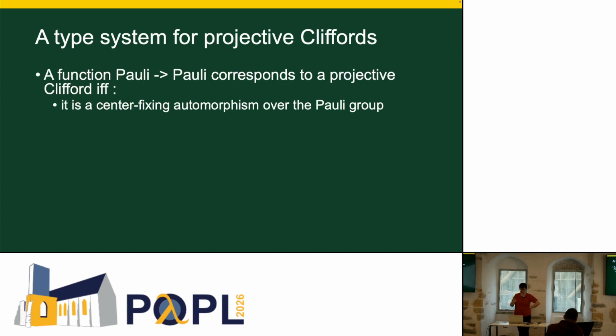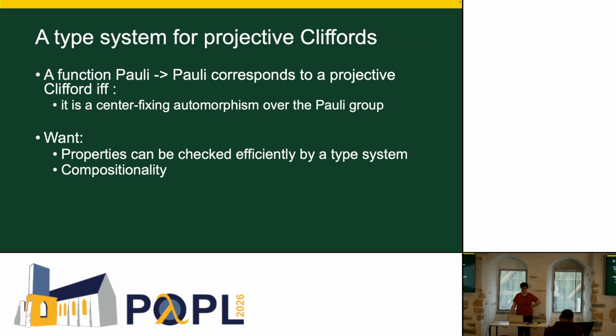So my first question is, when does this function from Paulis to Paulis actually correspond to a projective Clifford? As a function, it needs to be a center-fixing automorphism on the Pauli group. That doesn't really tell me how to define a type system for that. The type system that I want should be characterized by properties that can be checked efficiently by a type system. And it should be appropriately compositional in some way.